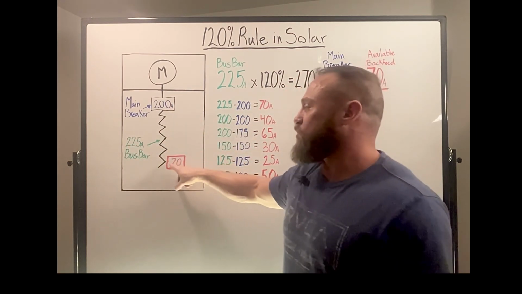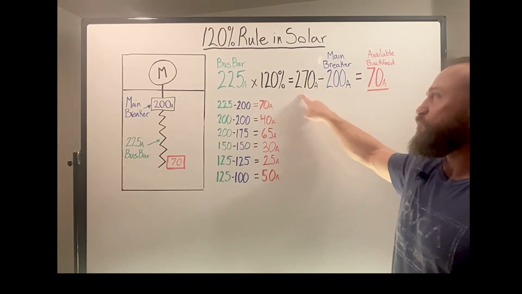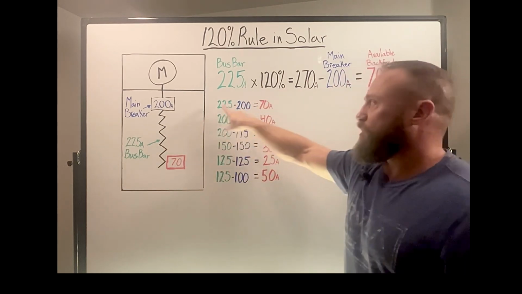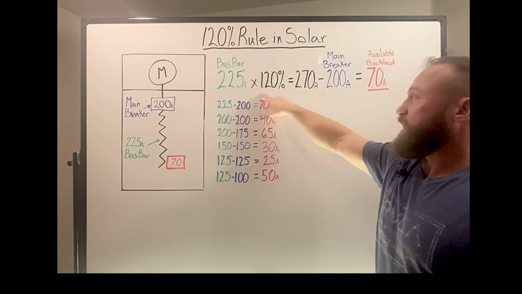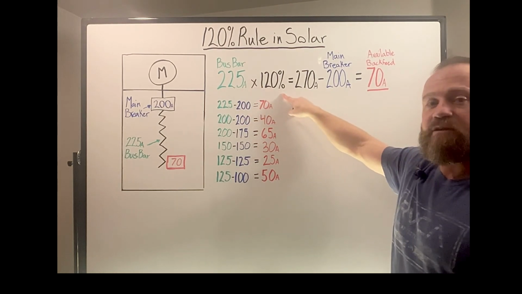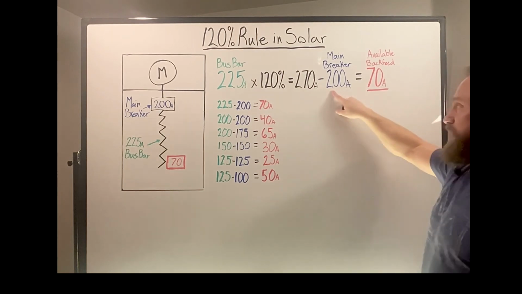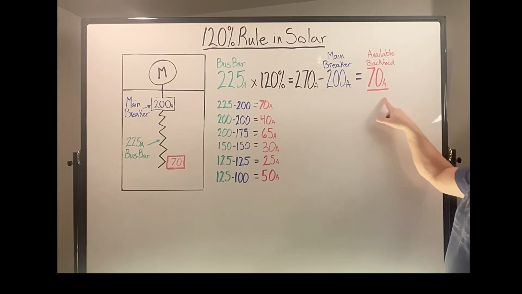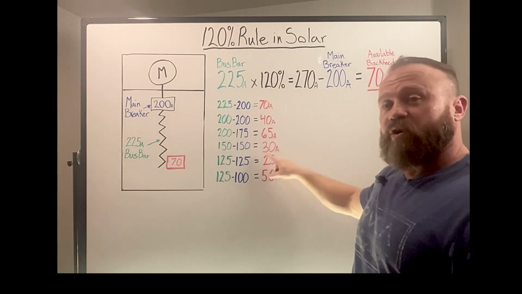In order to know how much solar we can backfeed onto the bus bar, we have to do the 120% calculation. To do that, we take the bus bar, which is 225 amps, and we times that by 120%, which equals 270 amps. And then we minus the main breaker, which is 200 amps, and that equals 70 amps of available backfeed. I broke it down for you over here.